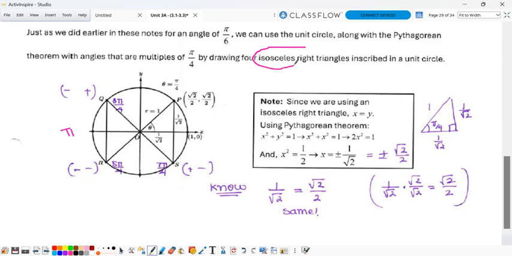And here the buzzword is isosceles right triangle, not equilateral. Isosceles right triangle, which means two sides are the same, and these two angles are the same. Isosceles right triangle means 45 degrees, pi over 4. So what are the values?